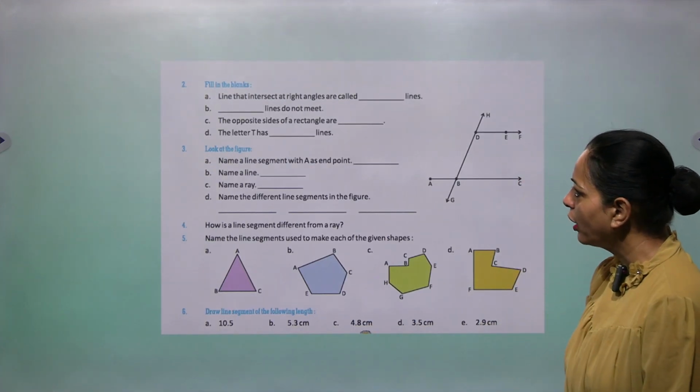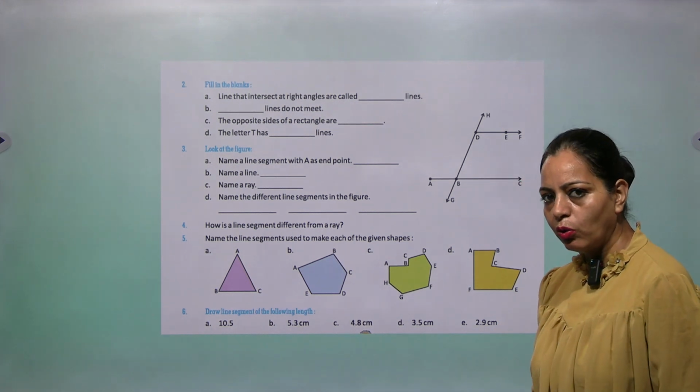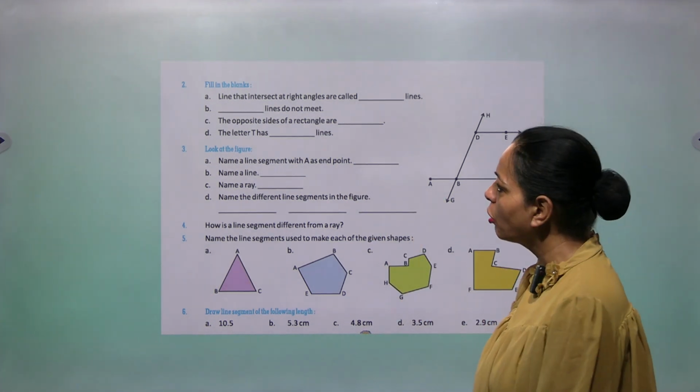Like the second question, you can do. Lines that intersect at right angles are called perpendicular lines. B part, dashed lines do not meet, parallel lines do not meet.